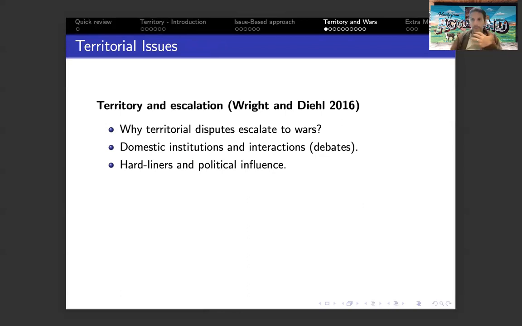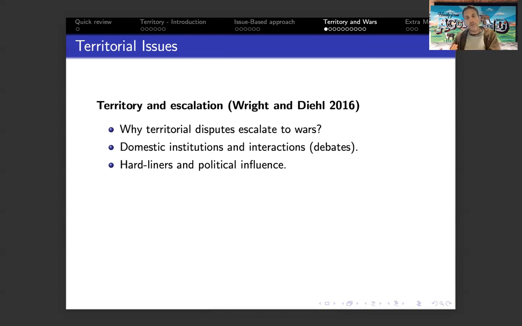The main argument, or the main focus, of the Wright and Deal paper is domestic institutions in the sense of regime type. So what exactly are we talking about when we talk about domestic politics and territorial disputes? Repeated disputes over territory, when territory becomes a central dispute between countries, shape the domestic political debate and the interactions between political actors. Those who present a much more hardline approach tend to accumulate more influence over the political process. And overall, they increase the odds that when the issue at stake is a territorial issue, the probability of going to war will be much higher.